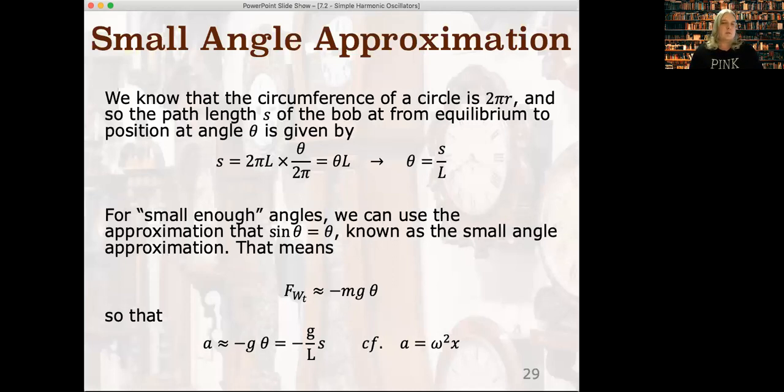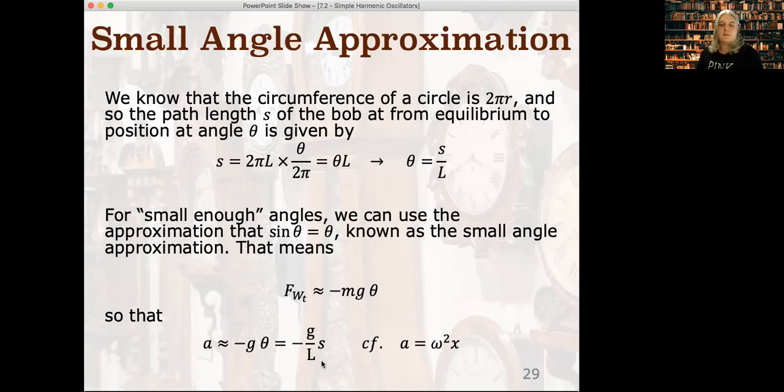So that's the small angle approximation, and that means that the component we just found, the tangential component of our weight force that was negative mg sine theta, we can now write as just negative mg theta. We don't have to have the sine term in there. That means that our acceleration, because F equals ma, is negative g theta. And if we look at the path length that we just considered up here, we see that theta is s over L, path length over L. So we get that negative g theta is equal to negative g over L s.